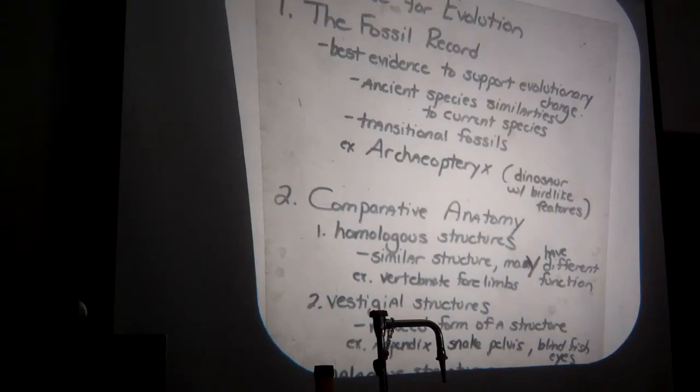The fossil records. I'm going to talk for the sake of time while you're writing. The fossil record, number one. Without a doubt, it's the best piece of evidence out there to support the fact that organisms have changed over time. You see it in the layers.